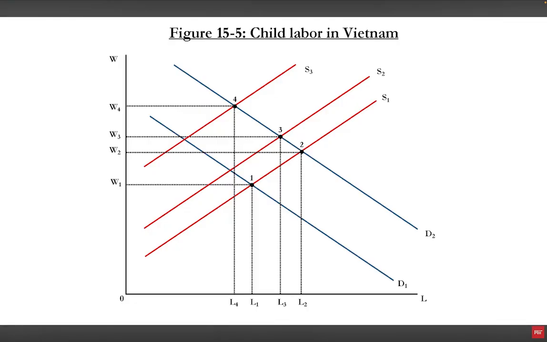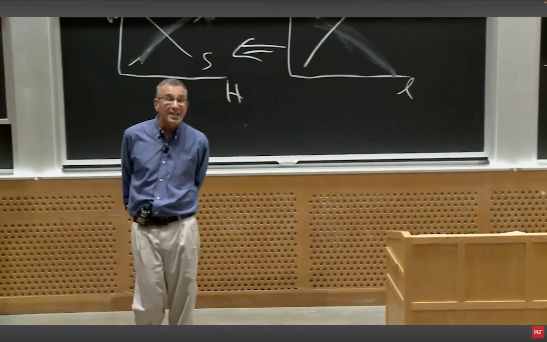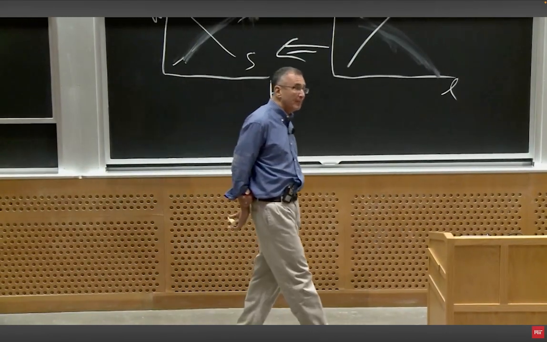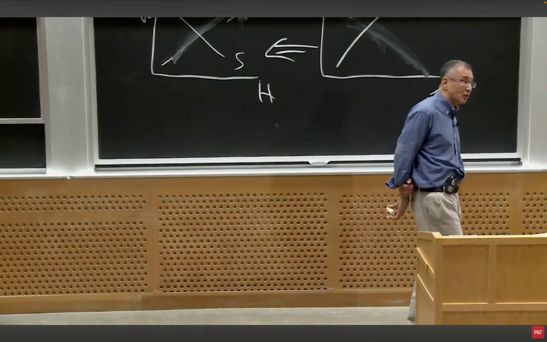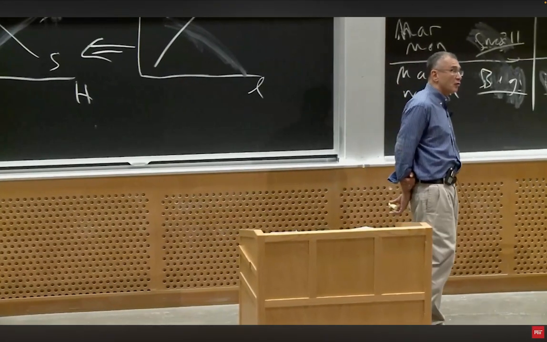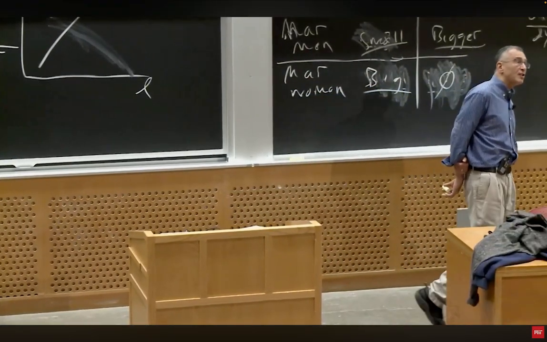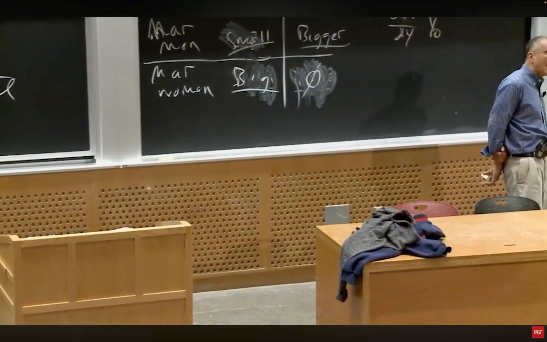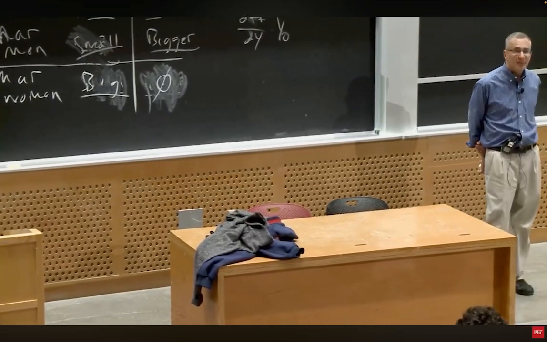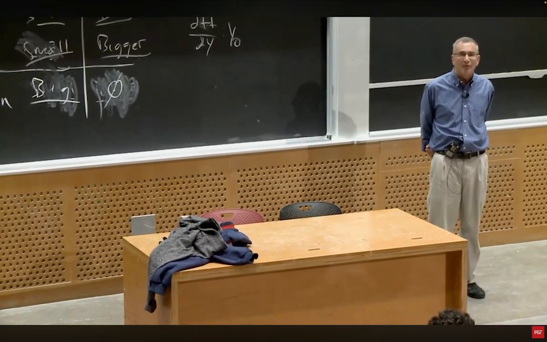And indeed, if that shift was big enough, you see a shift from S1 to S2, if it was big enough all the way to S3, child labor could fall. In other words, even though there was more demand for child labor, the Vietnamese were so much richer, they said, we don't want our kids to work. So there's a reduction in child labor supply that offset the increase in demand. And you could actually see child labor falling.